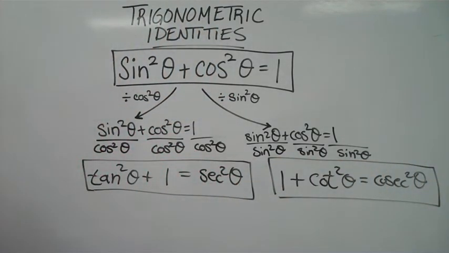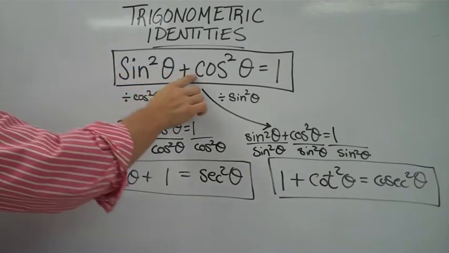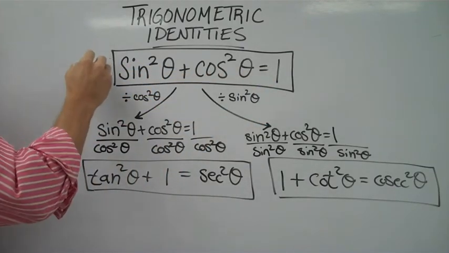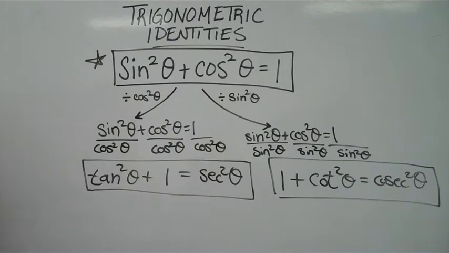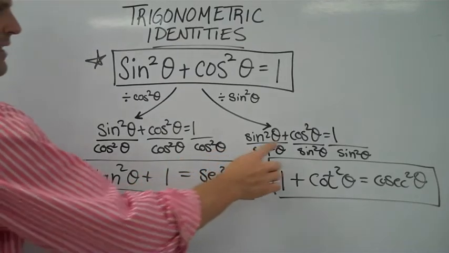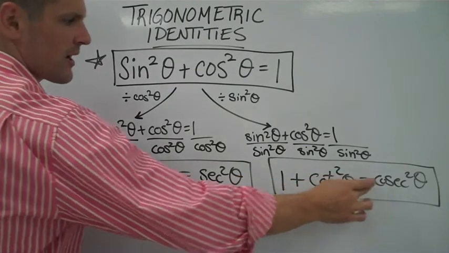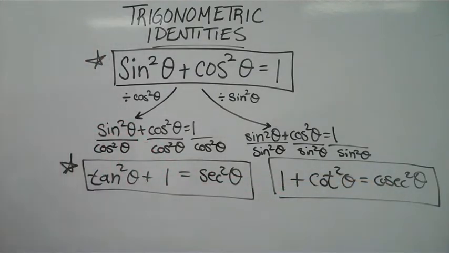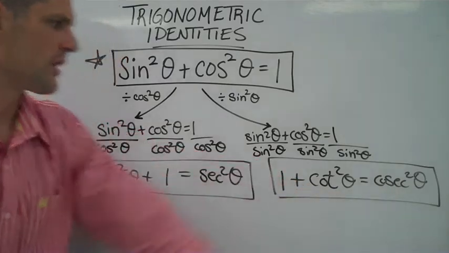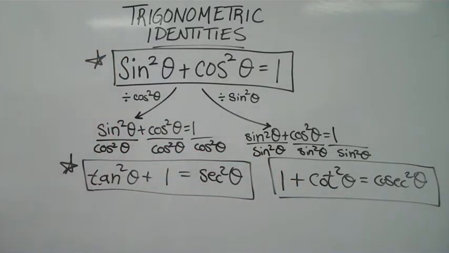Our first one, the king of all identities: sine squared theta plus cosine squared theta equals 1. Yes, you have to know that. Divide each and every term by cosine squared theta and we get tangent squared theta plus 1 equals secant squared theta. And finally, if we divide each and every term by sine squared theta, we get 1 plus cotangent squared theta equals cosecant squared theta. What I remember is tangent and secants are tied together, and cotangents and cosecants are tied together as well.